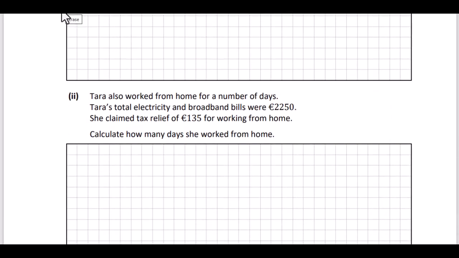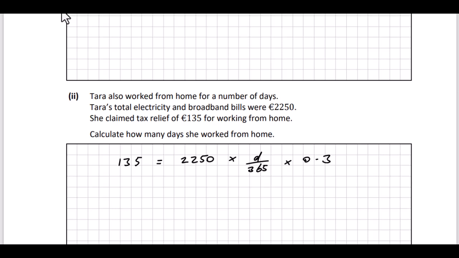Okay, part 2. Tara also worked from home for a number of days. Tara's total electricity and broadband bills were 2,250 euros. She claimed tax relief of 135 euros for working from home. Calculate how many days she worked from home. So this is just a case of working backwards. So the 135 euros goes on the left this time. Her total broadband and electricity bills came to 2,250. We've got to multiply that by D over 365 and multiply our answer by 0.3.